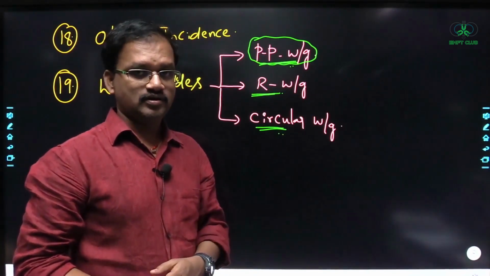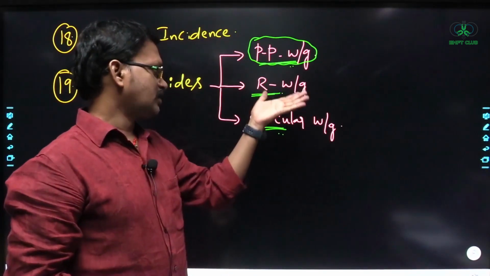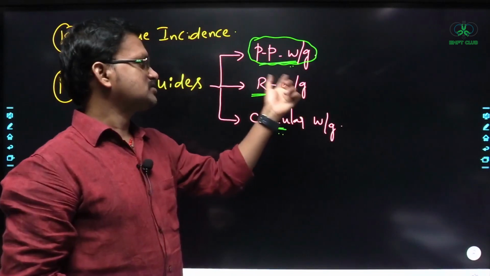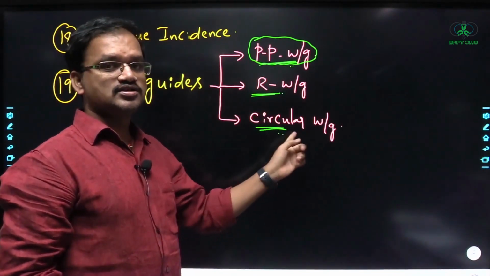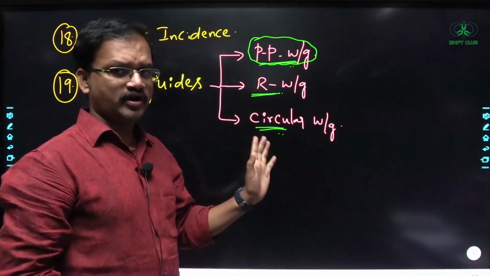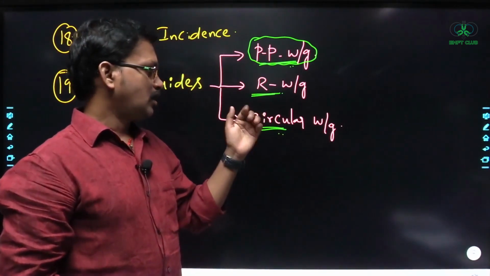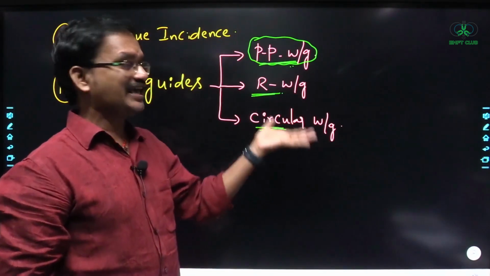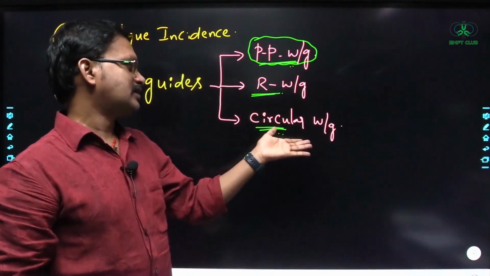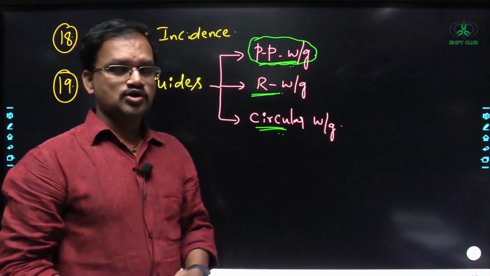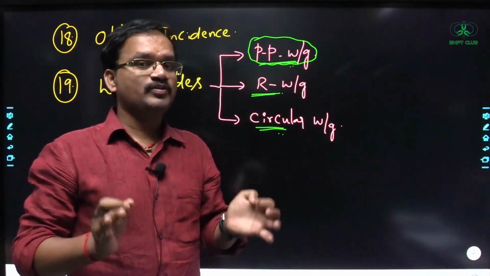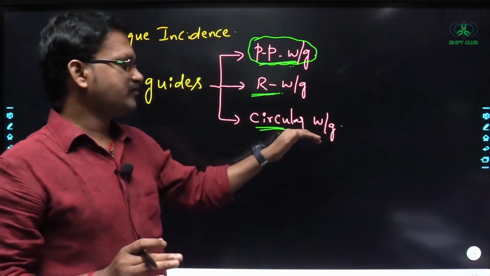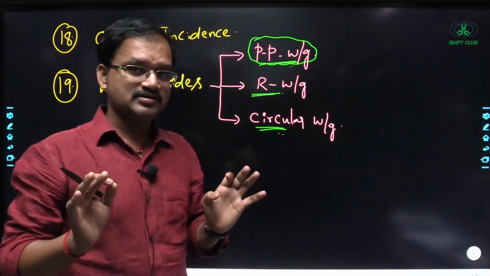Circular waveguide. Understood? So what is the difference between rectangular waveguide and circular waveguide? Only the shape. Here the cross section is rectangular and here the cross section of the waveguide is circular. That is the only difference. So all the other concepts will remain the same in the case of rectangular waveguide, and in circular waveguide also. Only the shape of the waveguide is changing, but the concept will remain the same, right?